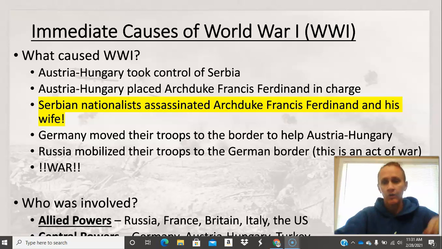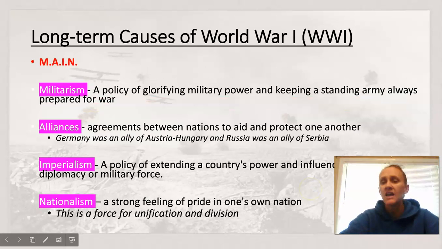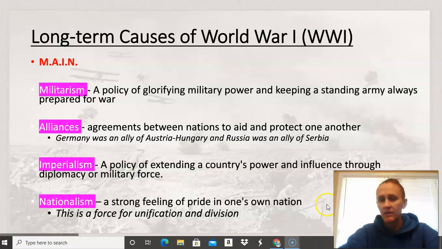So Russia moves its troops to the German border, okay, which is considered an act of war, and then war breaks out, okay? And then you have to answer this question, who are the Allied powers? Russia, France, Britain, Italy, and the U.S. The U.S. will join around 1917, so kind of the last year or two of the war. And your Central Powers are Germany, Austria, Hungary, and Turkey.